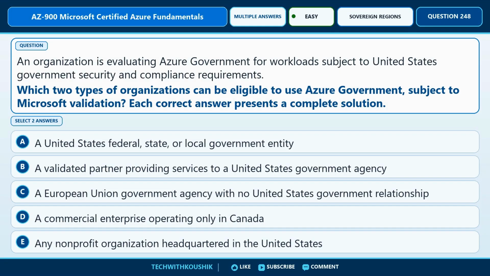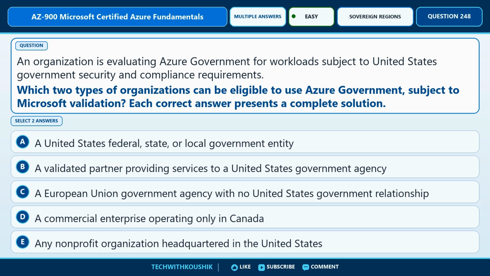Here's an important one, question number 248. Let's focus on the following scenario. An organization is evaluating Azure Government for workloads subject to United States government security and compliance requirements. Which two types of organizations can be eligible to use Azure Government subject to Microsoft validation? Each correct answer presents a complete solution. Choose the best two responses.